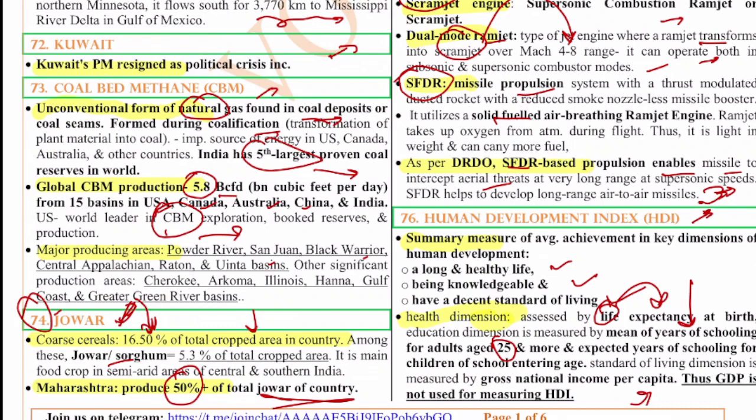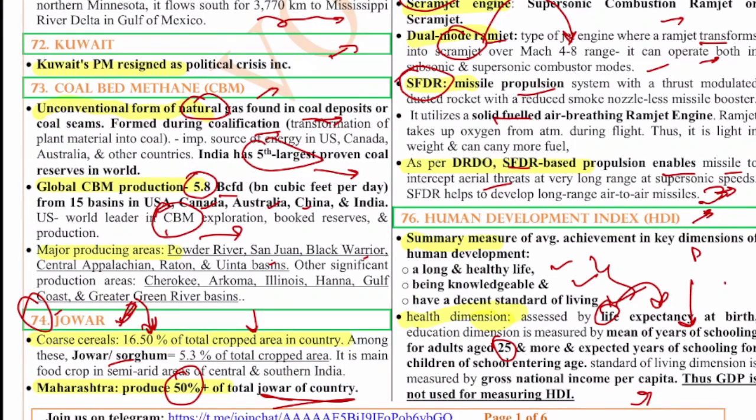So for HDI, these three are used and not GDP: the life expectancy at birth, the mean years of schooling, and the standard of living. These three are used but not the GDP. This is about the Human Development Index, and this is released by UNDP. Remember this, United Nations Development Program. The Human Development Index is released by UNDP.